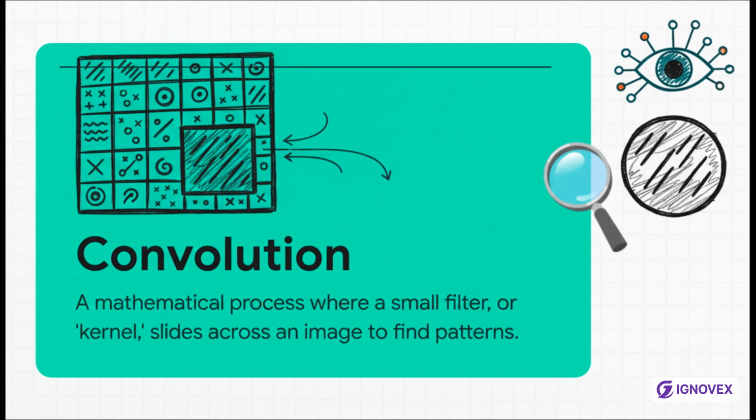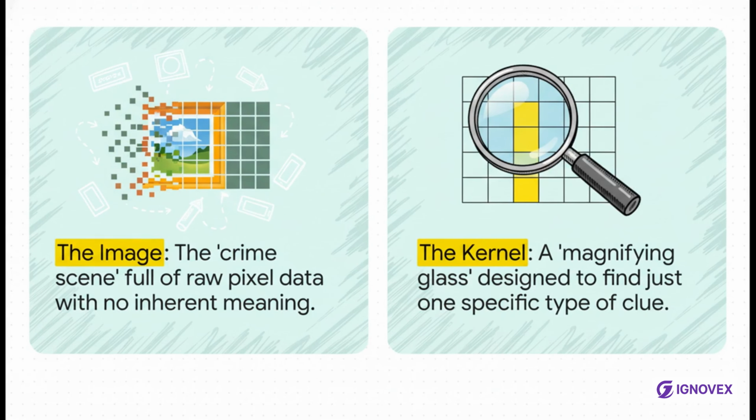So what is convolution really? Well, in simple terms, it's a process where we take a small filter, it's called a kernel, and we just slide it across every single part of an image. And the job of this kernel is to look for one and only one specific type of pattern. And this brings us right back to our analogy. The image itself is the crime scene, just a grid of pixels with no real meaning yet. The kernel is the detective's specialized magnifying glass, and it's designed to light up only when it finds a very specific clue, like a vertical edge, a certain color, or maybe a particular texture.